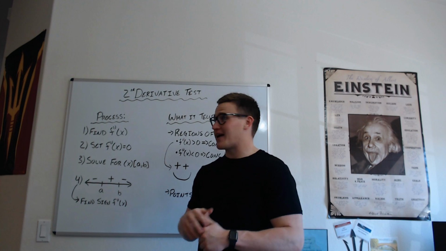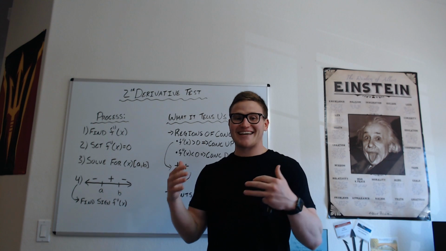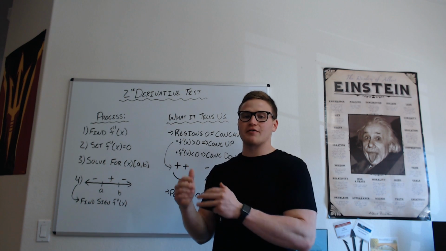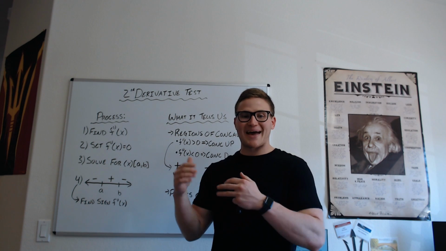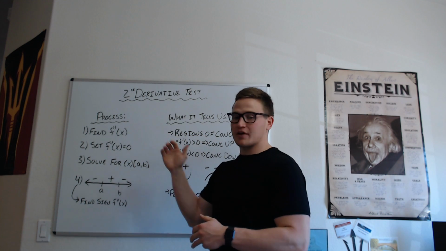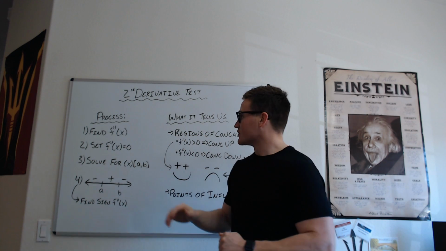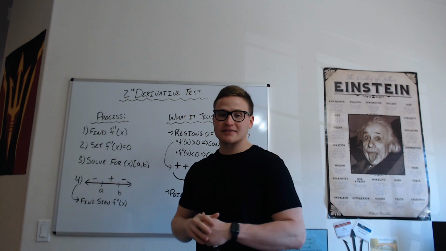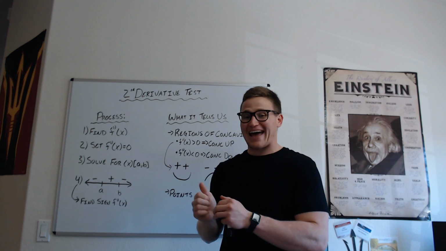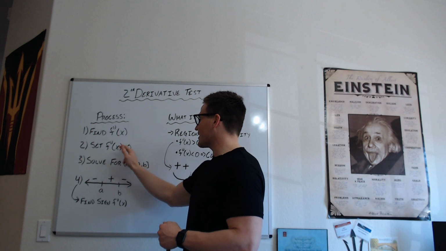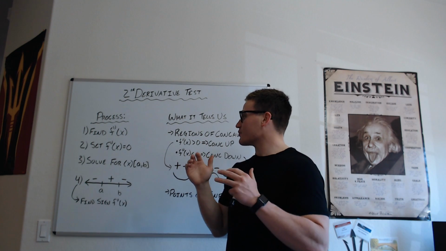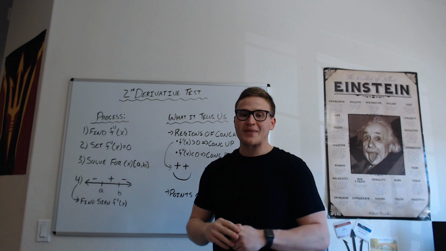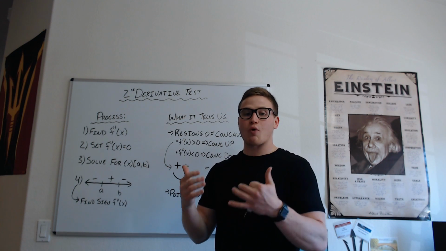Okay, so now we're going to unravel the second derivative test. The second derivative test is very similar to the first derivative test, but now instead of solving for our extrema values, our maximums and minimums, now we're going to be looking for our points of inflection. So the process starts the same way, where we're going to find f double prime of x, which is just the derivative of f prime of x, and then we're going to set it equal to 0 again. And then after we set f double prime of x equal to 0, we're going to solve for our x values. These x values are now telling us our points of inflection.